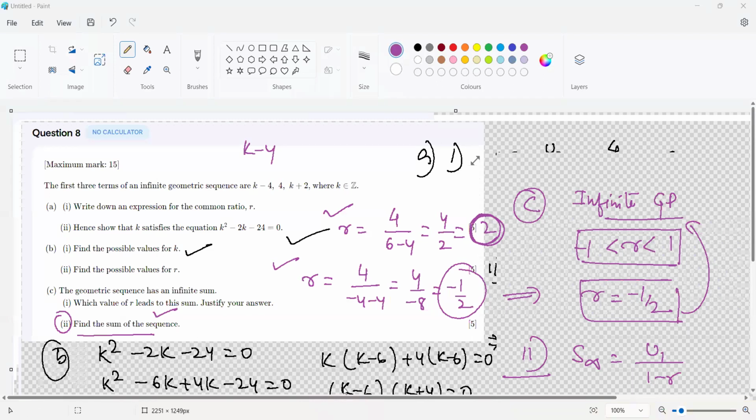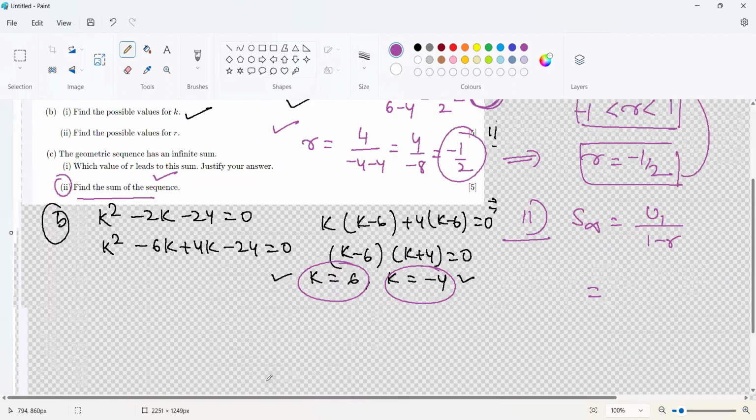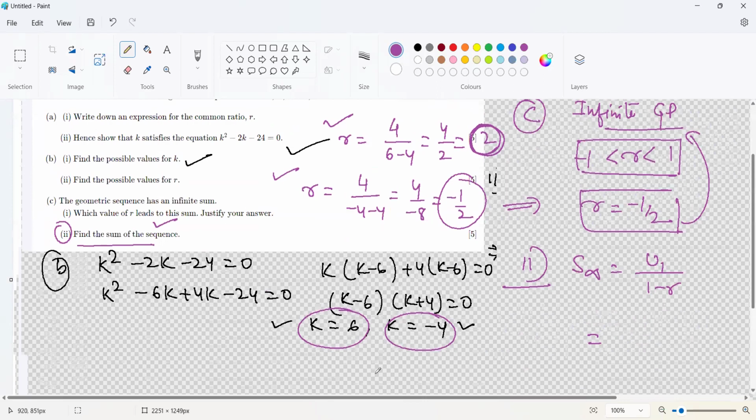U1 is K minus 4. And what was the K value? The K value was either -4 or +6.